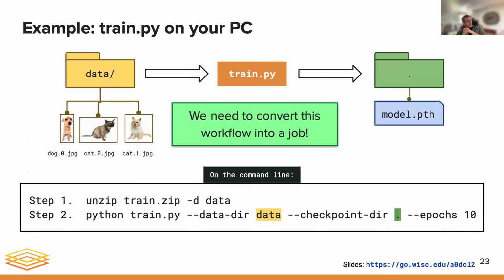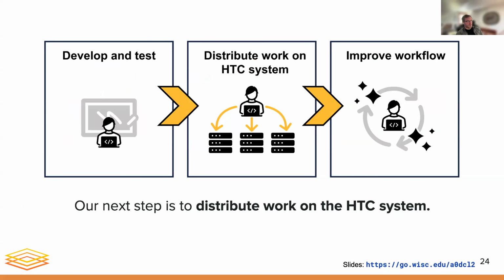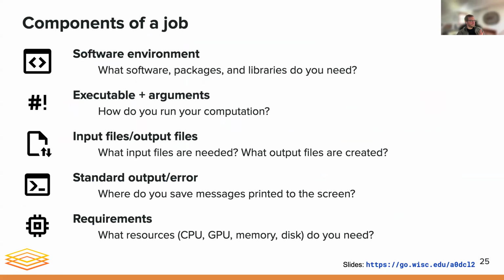And so now we've done all 3 steps of our local development process. We've decided how we're going to interact with it on the command line. It's this 2-step process where we unzip and then we run the Python script. But now we have to go through the process of converting this workflow that works well on our laptop into a job that we can submit into the OSPool. So how do we distribute this work on an HTC system? I guess before we go into that, I'll do another pause for questions.